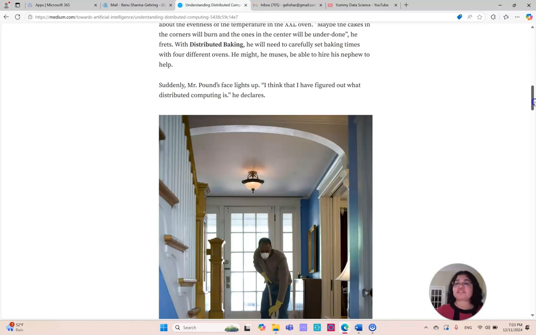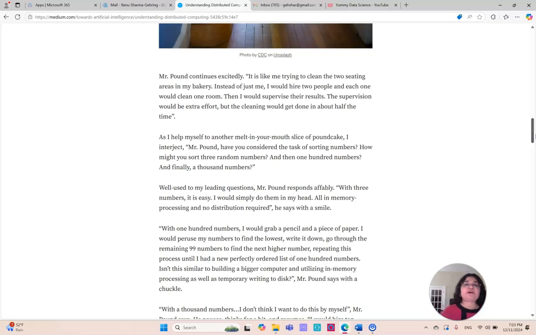Suddenly, Mr. Pound's face lights up. "I think I've figured out what distributed computing is," he declares. Mr. Pound continues excitedly. "It's like me trying to clean the two seating areas in my bakery. Instead of just me, I would hire two people and each one would clean one room. Then I would supervise the results. The supervision would be extra effort, but the cleaning would get done in about half the time."